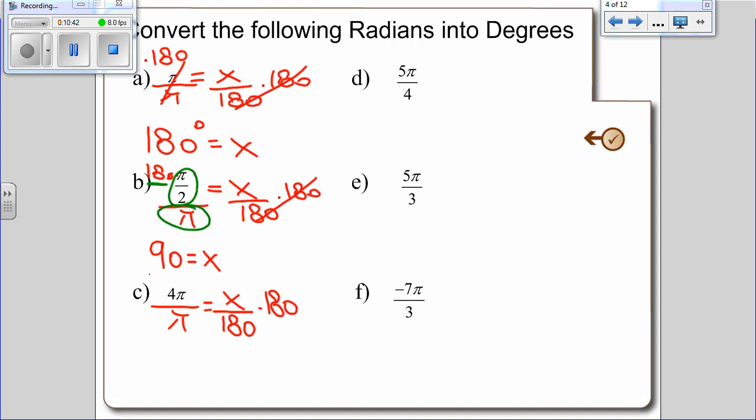You put it on your calculator, so 4 times pi divided by pi times 180, and your answer is 720 degrees. Do the other 3 on your own and see what you get for answers.